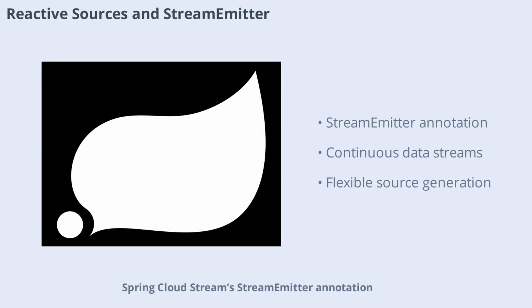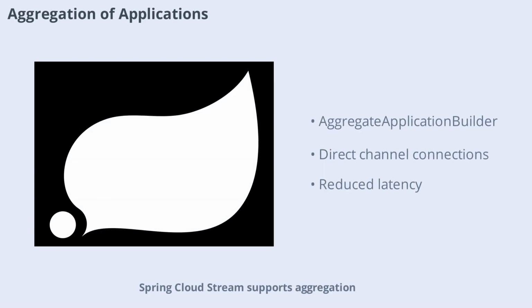The Spring Cloud Stream @StreamEmitter annotation enables the creation of reactive sources. Methods annotated with @StreamEmitter can emit data to output channels using Flux or FluxSender. This feature is useful for generating continuous data streams, such as time-based events or sensor data, and publishing them to message brokers. Spring Cloud Stream supports aggregation, allowing you to connect multiple applications directly without routing messages through a broker.